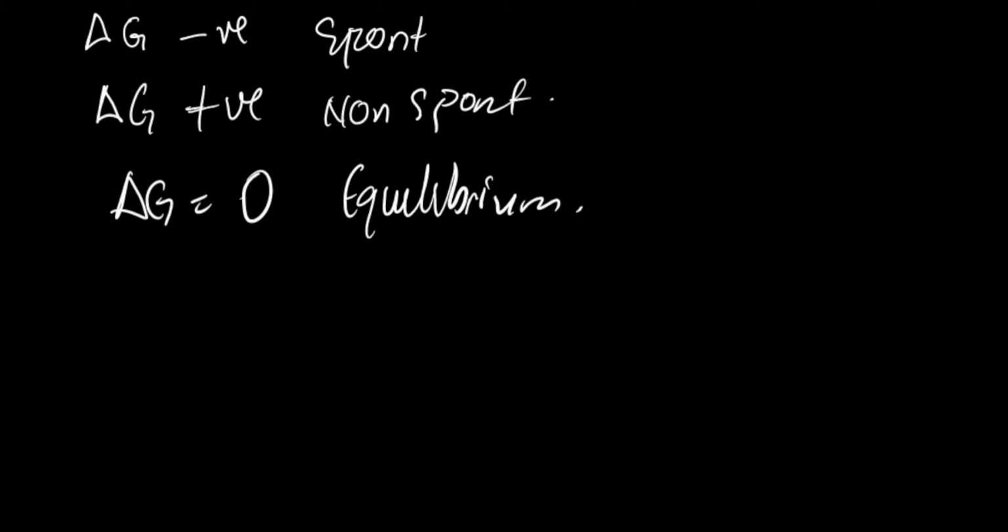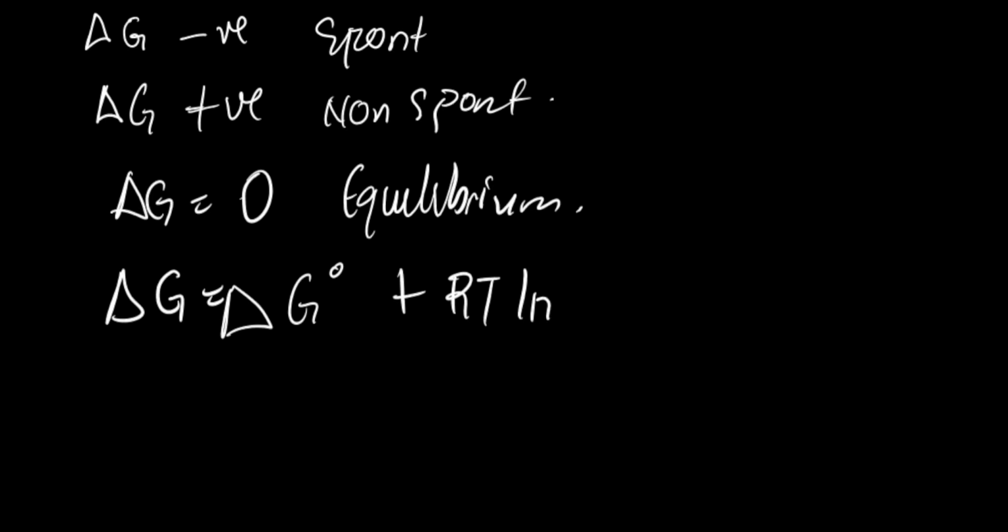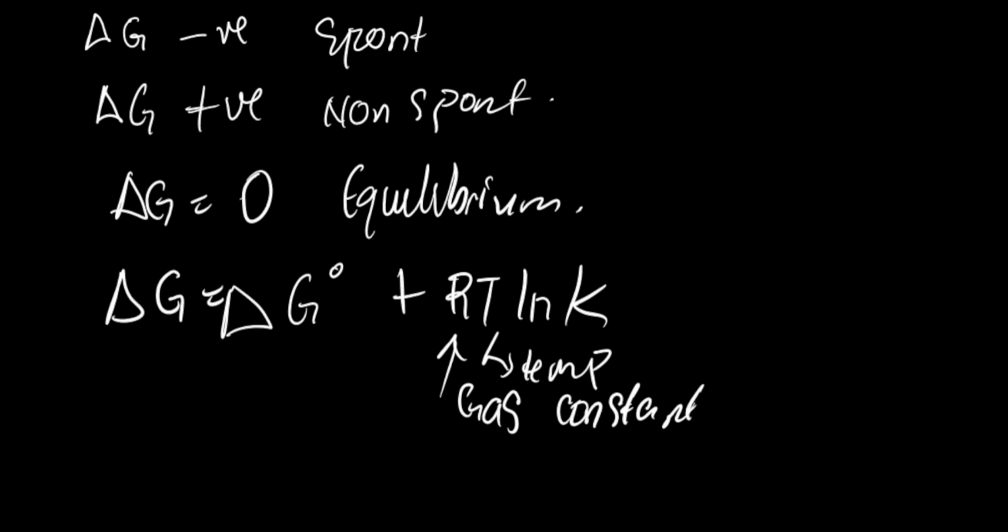Now, it's important for us to take note of this formula, which is that the change in free energy, delta G, is equal to delta G naught, which is the standard free energy change, plus RT ln K. Basically, R is a gas constant, and of course we have a temperature, measured in Kelvin. Ln would be the natural logarithm of K, which is the equilibrium constant.